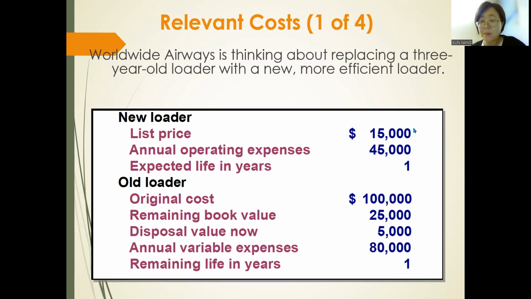So what will be the decision, the result, the outcome? Let's try to analyze it using the 7 steps of decision-making process we recommended in the beginning. So first, you identify the decision problem. Our problem will be: replace the old loader using a new loader? So it's a replacement decision.